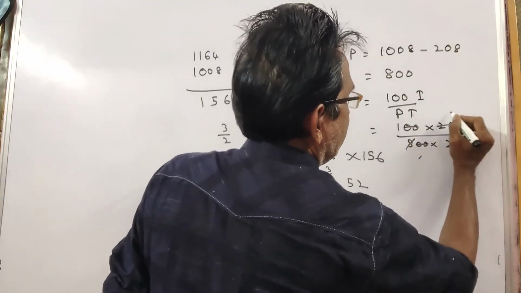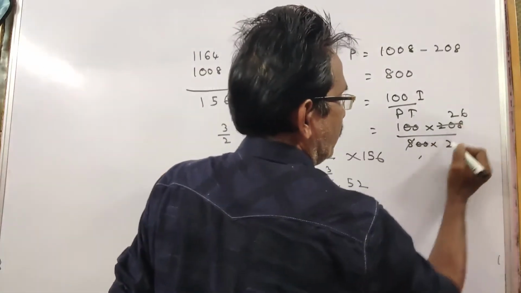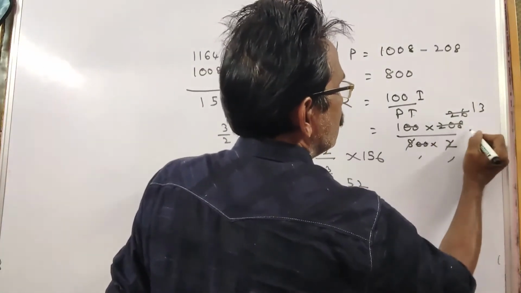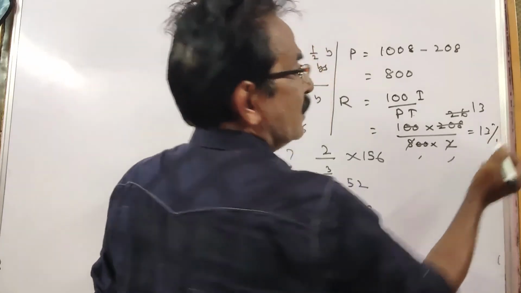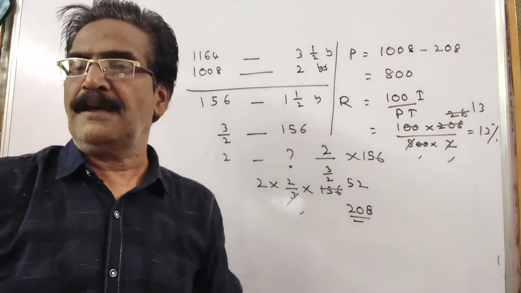So 8 2s 16, 8 6s 48, 2 1s 2, 13. So rate of interest is equal to 13%, friends. Rate of interest is equal to 13%, principal 800.